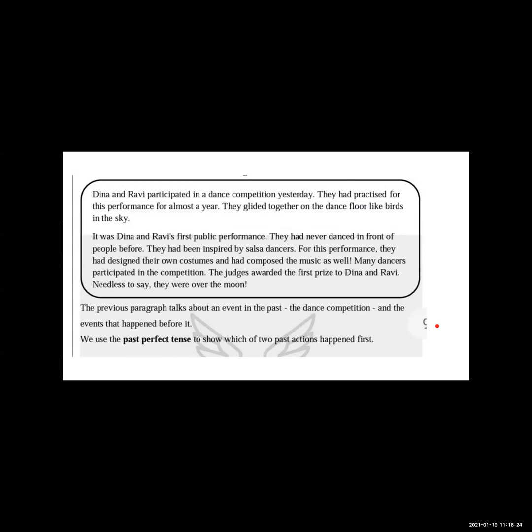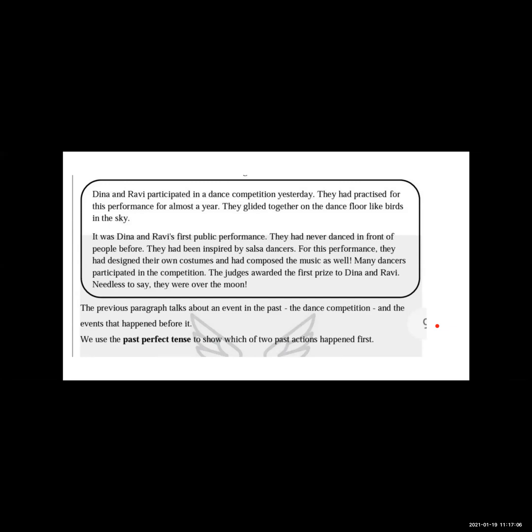It was Deena and Ravi's first public performance. They had never danced in front of people before. They had been inspired by salsa dancers for this performance, and they had designed their own costumes and had composed the music as well. Many dancers participated in the competition. The judge awarded the first prize to Deena and Ravi. Needless to say, they were over the moon. So this is all about Deena and Ravi's dance competition.